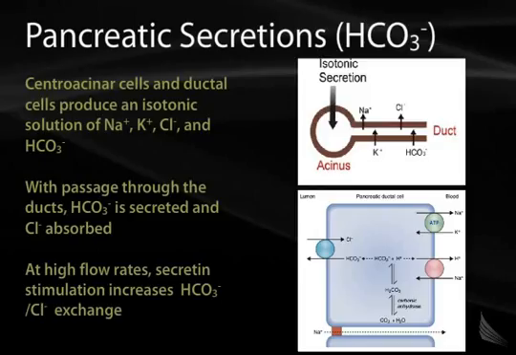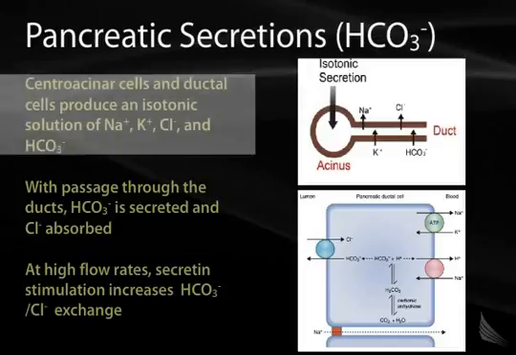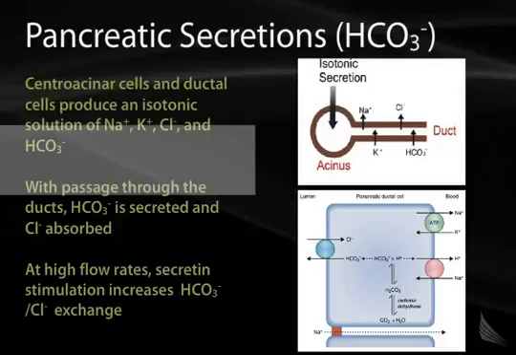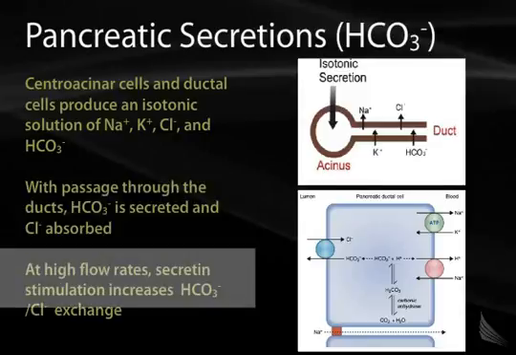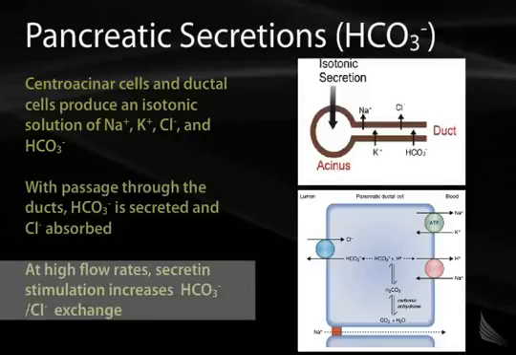Just like salivary gland secretion, acinar cells in the pancreas are important in secretion, and in the same way as with salivary glands, secretion into the acinus is isotonic. With passage through the ducts, bicarbonate is secreted and chloride is absorbed. At high flow rates, secretion stimulates increased bicarb-chloride exchange, resulting in increased amounts of bicarbonate in pancreatic secretions.